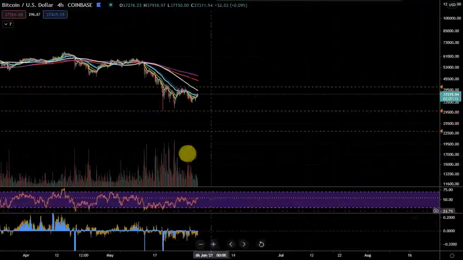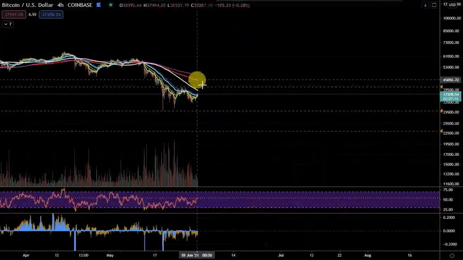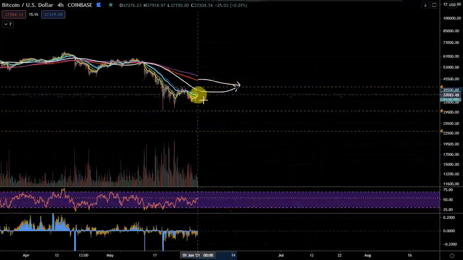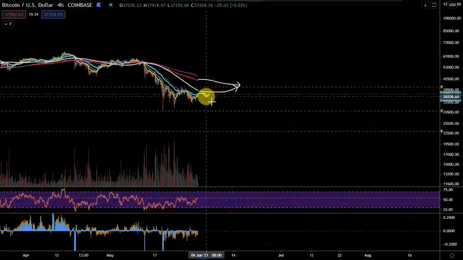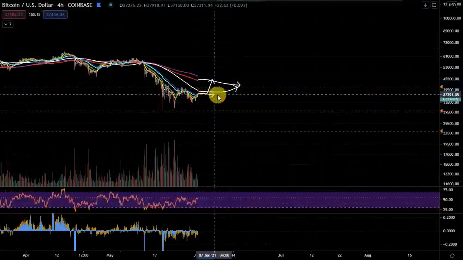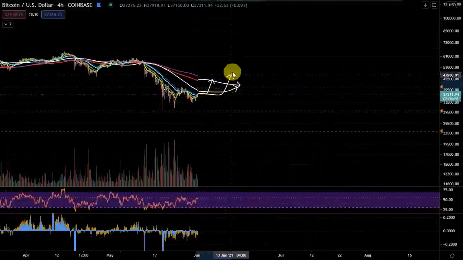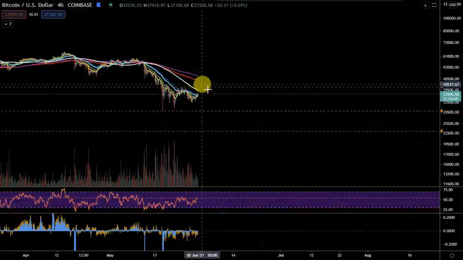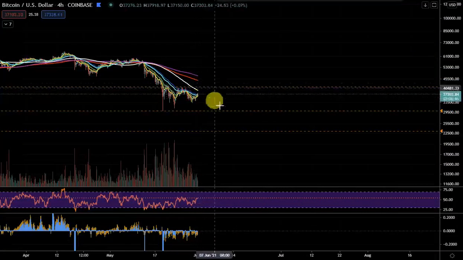Now, you can see that we have that gap. Look at the gap. We have this gap here and here. So if we consolidate here, there's a good possibility we move up into this. If we consolidate for a longer period of time, we'll eventually get that move back up. That gap likes to get filled eventually.